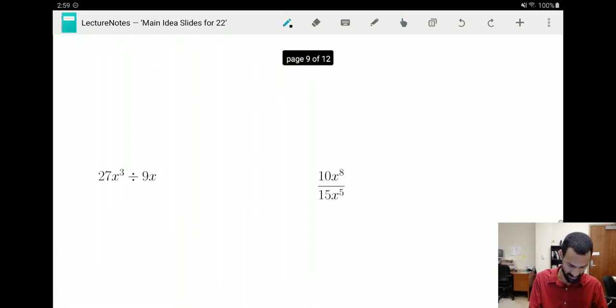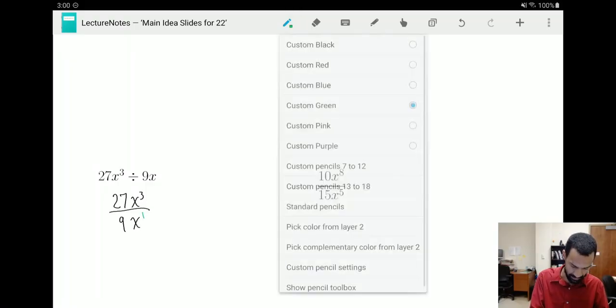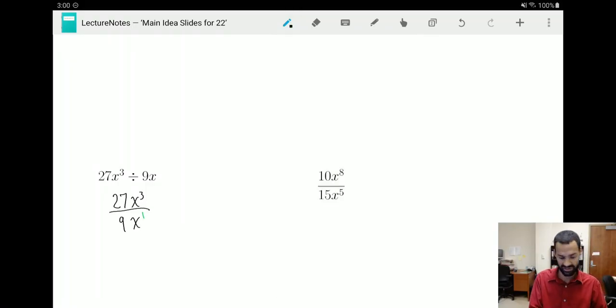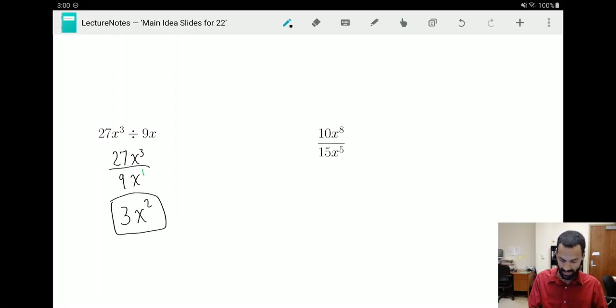Okay, so let's put that to work here. Again, I'll rewrite this, 27x to the third power over 9x. This has an understood first power. Let me write that in right there. First power. Okay, so 27 over 9 is 3. x to the 3 minus 1 is 2. Much quicker to do it that way. Okay, what about this one here? 10x to the 8th over 15x to the 5th. Okay, well, 10 over 15 is 2/3.